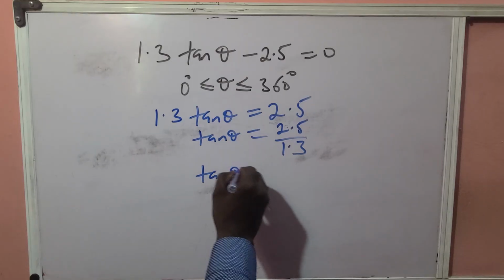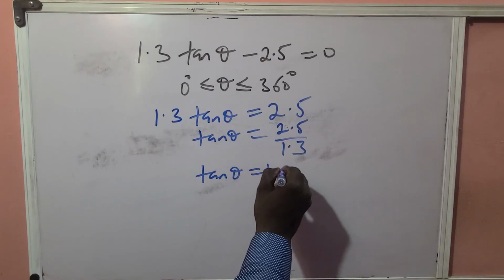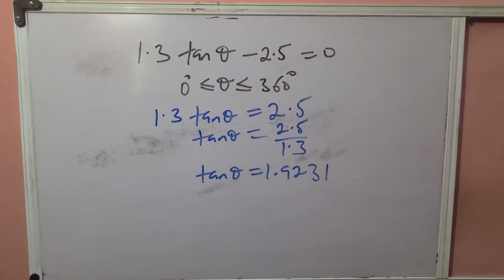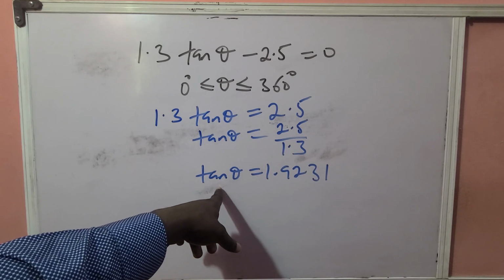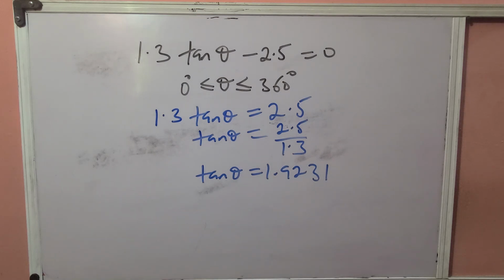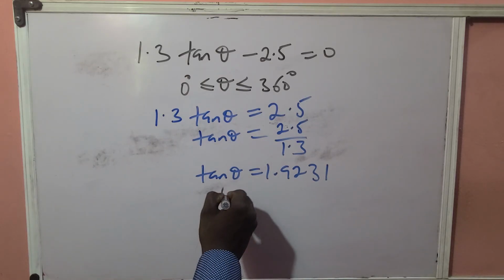So tan theta equals to 1.9231 rather. Now, this is where you would have to apply your knowledge of angle of any magnitude, which we have done in a previous topic. Now, I told you that when you have a question like this, in this case you can see the tan of an angle was positive 1.9231. I said the very first thing to do is to go on and solve for theta being arctan.